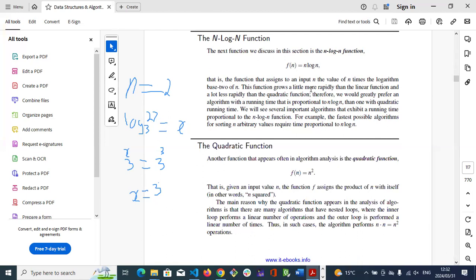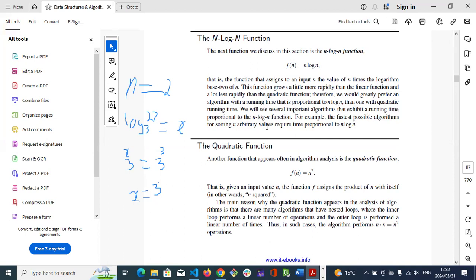The n log n function is f of n equals n log n. That is the function that assigns to an input n the value of n times the logarithm base 2 of n. This function grows a little more rapidly than the linear function and a lot less rapidly than the quadratic function, so it's between the linear and quadratic functions. Therefore, we will greatly prefer an algorithm with a running time proportional to n log base 2 of n over one with a quadratic running time.